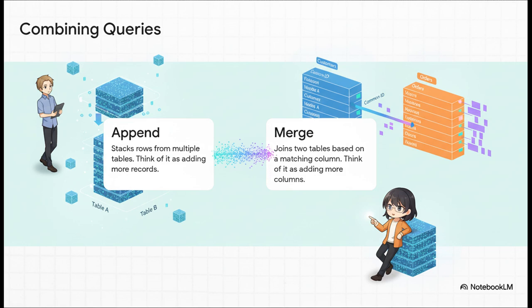First, you can append queries. Think of this like stacking your tables on top of each other. You have sales for January, February, March. You append them to get one big table for the whole quarter. Then you have merge. This is like a VLOOKUP on steroids. It joins 2 tables side by side based on a column they share, letting you add more detail, like pulling in product names into your sales table.